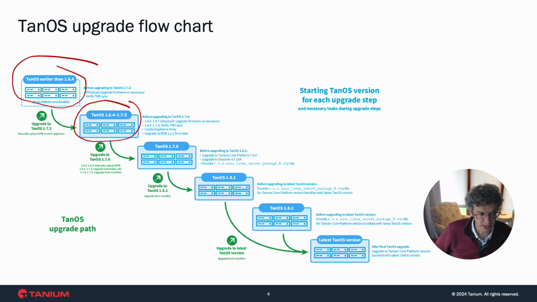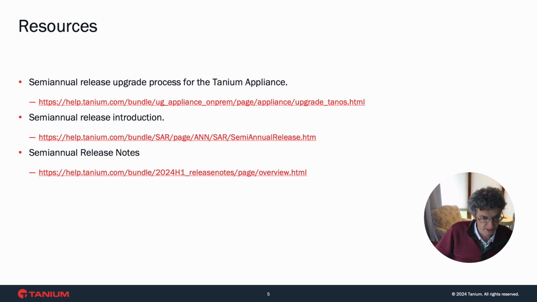If you need any further help, all of this information is in our upgrade guide. So we have a semi-annual release upgrade guide where the entire process is laid out. This is actually in the Appliance User Guide. So this is the Tanium Appliance User Guide here. We also have an introduction to the semi-annual release, which we talk about in this link. And then release notes specifically for the semi-annual release, which includes what we're doing differently in Tanium, what we might be doing differently in any of the modules, what we've done differently in TanOS 183.